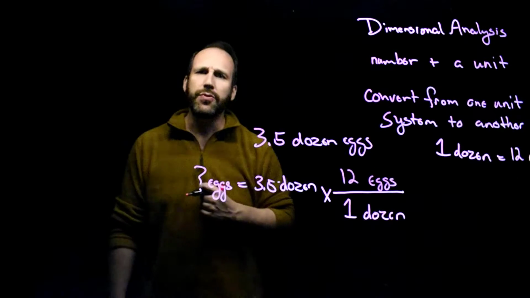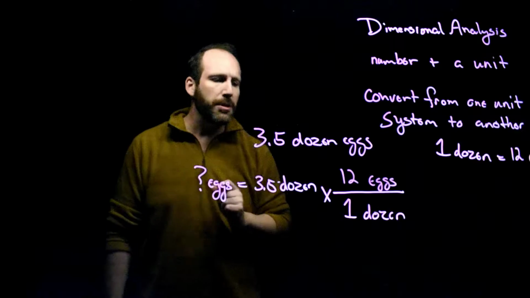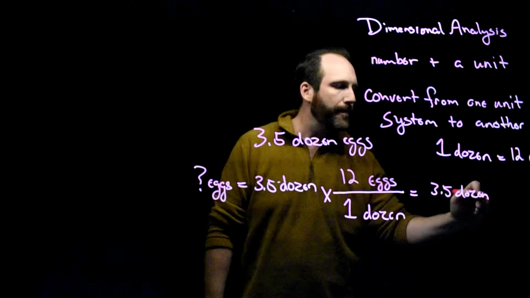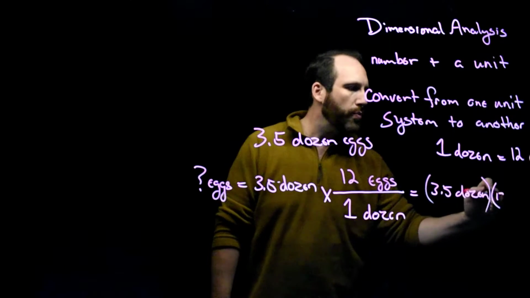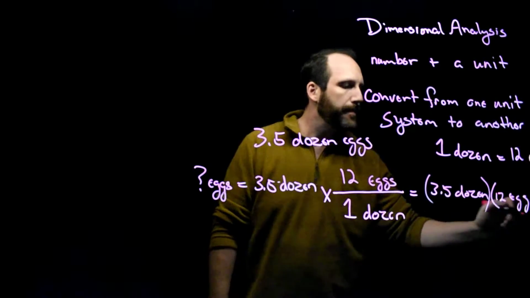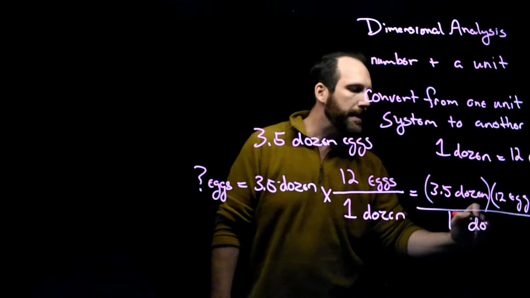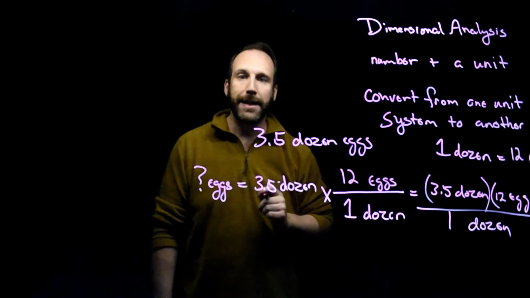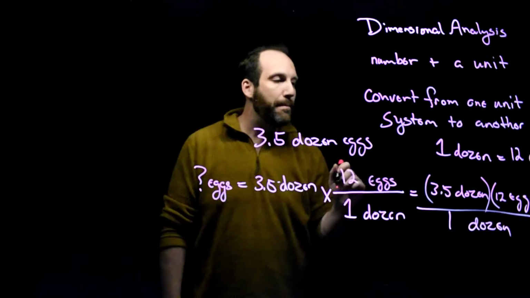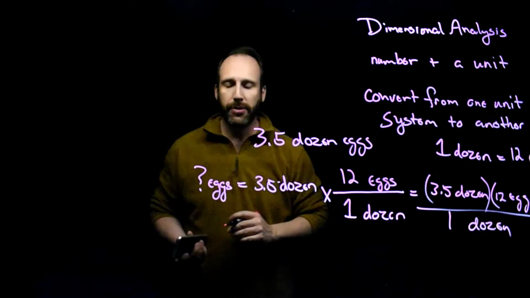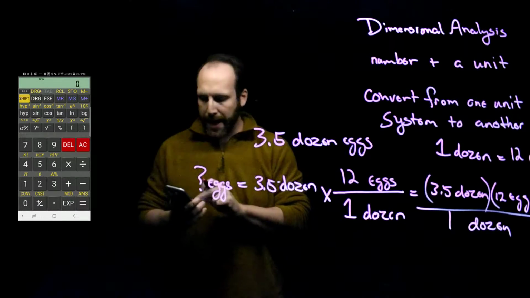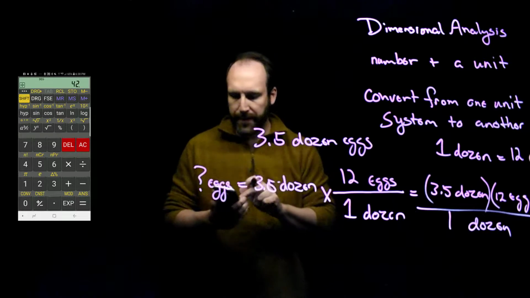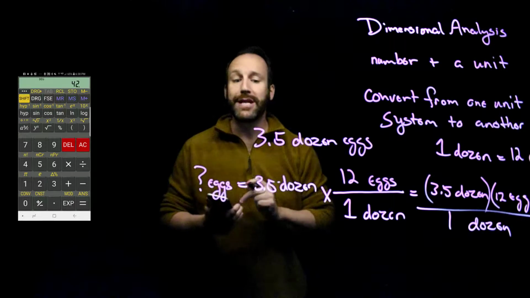And again, why did I do that, right? Because if I do this multiplication, I know that it's going to be 3.5 dozen times 12 eggs divided by 1 dozen, right? So it's 3.5 times 12 divided by 1 dozen. Well, I can do that math, and now let's do it on our calculator. All right, so we're going to say 3.5 dozen times 12 divided by 1. Well, of course, that's 42, okay?